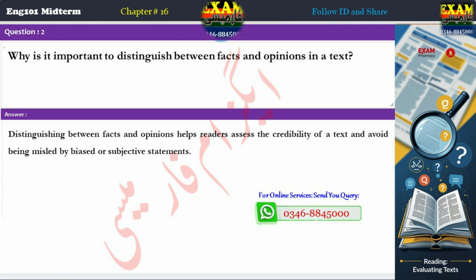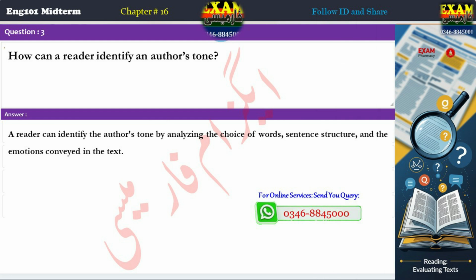2. Why is it important to distinguish between facts and opinions in a text? Answer: distinguishing between facts and opinions helps readers assess the credibility of a text and avoid being misled by biased or subjective statements. 3. How can a reader identify an author's tone? Answer: a reader can identify the author's tone by analyzing the choice of words, sentence structure, and the emotions conveyed in the text.